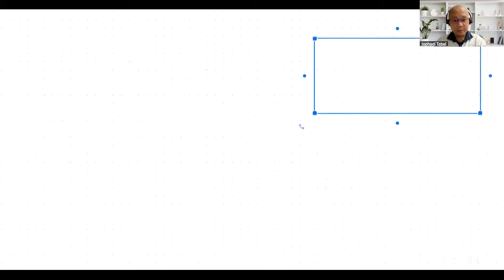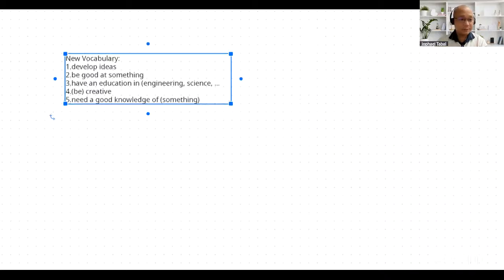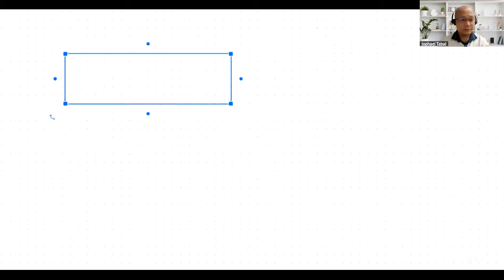Okay, so we have new vocabs here, everyone. I want you to get your notebook and we check these new vocabs today, all right? So we have here develop ideas. Develop means to create. To develop means to create ideas, okay? Be good at something. This something could be anything. So be good at math, be good at engineering, etc.